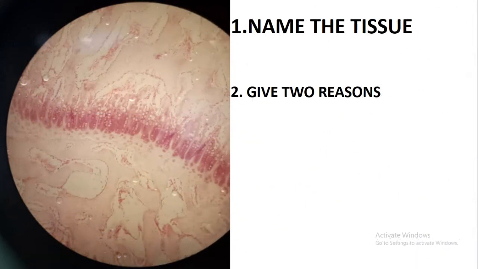So ladies and gentlemen, make sure that you know how to label, and make sure that you also know how to identify. Name the tissue. If you look at this tissue, it is simply the fetal finger.